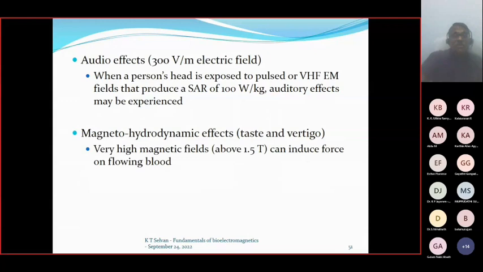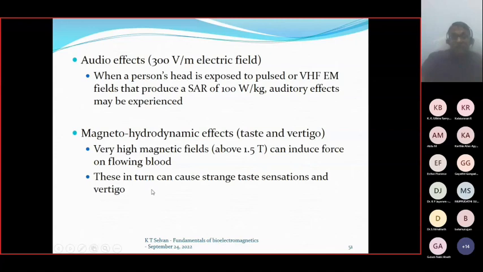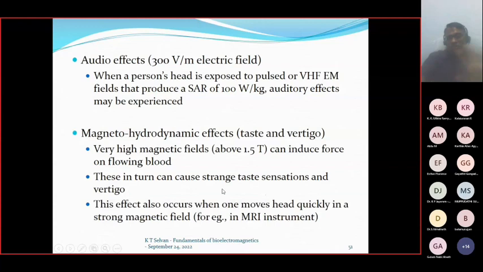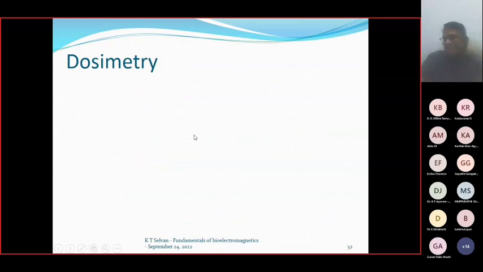So magneto-hydrodynamic effects: high magnetic fields such as 1.5 Tesla and above can induce force on flowing blood. Okay, so these in turn can cause taste sensations and vertigo. So these are all some effects that can manifest. And what is a brief consideration of dosimetry?